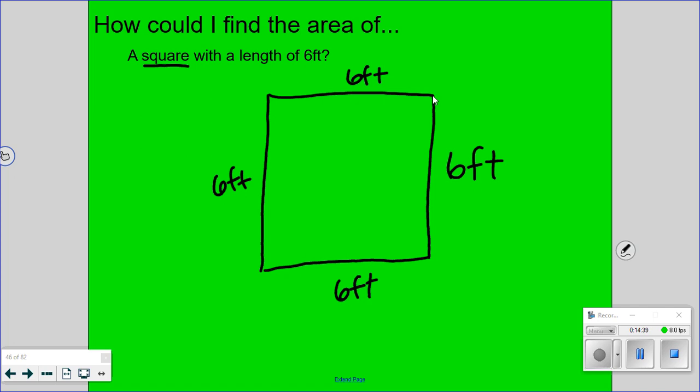I'm going to give you some time to break apart one of these dimensions however you want. However you choose to break it up without me. I know you're going to break apart a 6 feet because those are the only dimensions I've got. Pick one and do your break apart to find the total area of a square with a length of 6 feet. I'll be coming around seeing what you're doing.